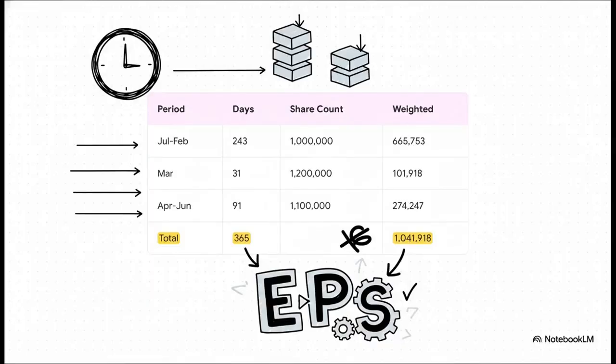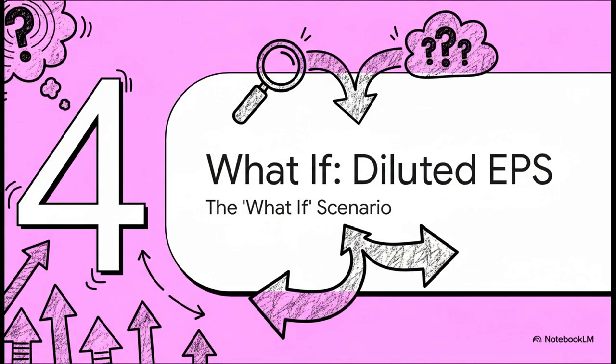Let's just quickly walk through an example. So this company starts with 1 million shares. That number holds steady for 243 days. Then, boom, they issue 200,000 more shares. A little later, they buy back 100,000. By weighting each of these periods by the number of days they were active, we get a much more precise figure. So instead of just using the 1.1 million shares from the end of the year, the correct denominator for our EPS calculation is actually 1,041,918.